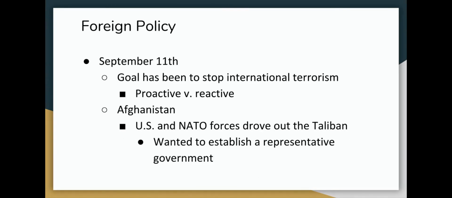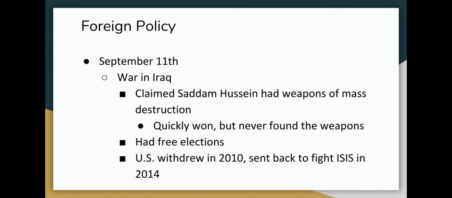That moves to today with September 11th. After the terrorist attacks, our goal has been to be proactive instead of reactive when it comes to stopping international terrorism. We also invaded Afghanistan and drove out the Taliban, and we wanted to establish a representative government. We also invaded Iraq because we believed or claimed that Saddam Hussein had weapons of mass destruction. We quickly won and were able to capture Saddam, but weapons of mass destruction were never actually found. We established free elections, withdrew in 2010, and then went back in 2014 to fight ISIS.